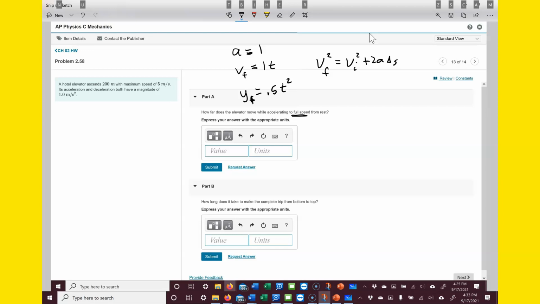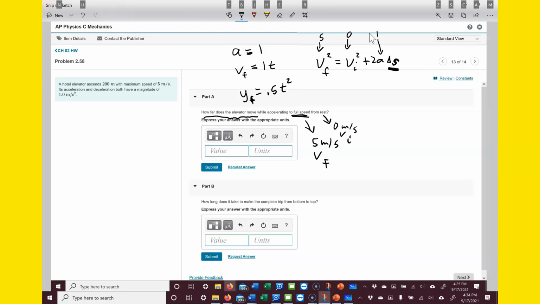So in this case it's moving up to full speed, so that full speed is 5 meters per second. From rest, that would be 0 meters per second. So that's my VF and my VI. So this looks like a good one to use. Put 5 here. Put 0 here. Do I know A? Yes, that's 1. And my only missing thing is delta S, which is exactly what I'm looking for. I'm looking for how far it moves, and that is what the delta S is. That's the change in position, or the displacement.